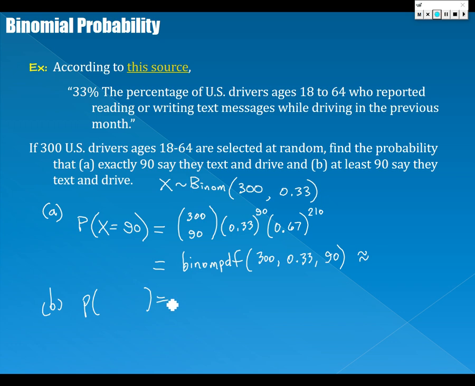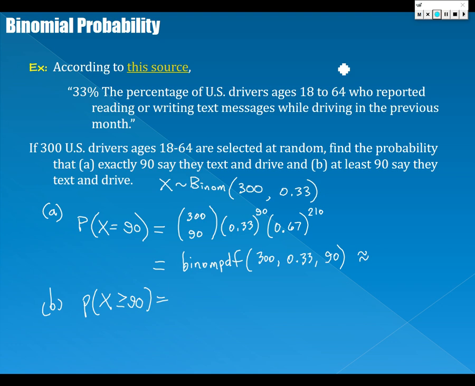And in the part B that I put up here, it says, what's the probability that at least 90 say they text and drive? We're asking for what inequality to be here? We need x to be what? Greater or equal. Yeah, by at least we need to do some English on this. But by at least 90, we mean 90, or anything greater than that, right? So we're looking for this probability.